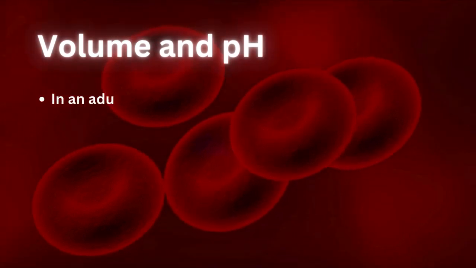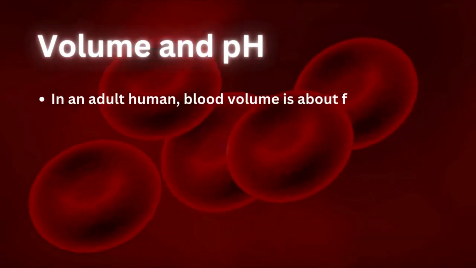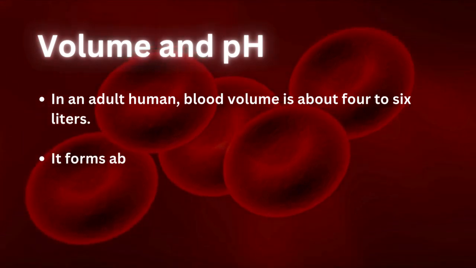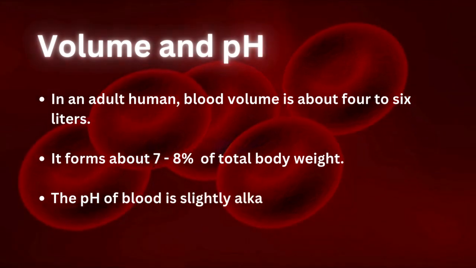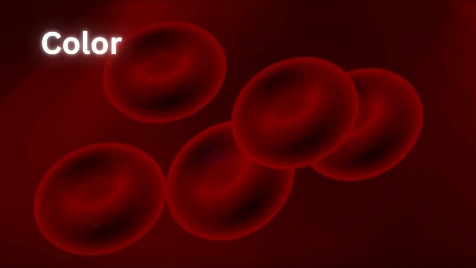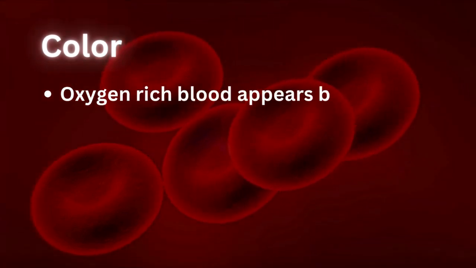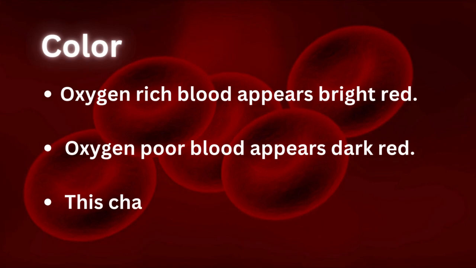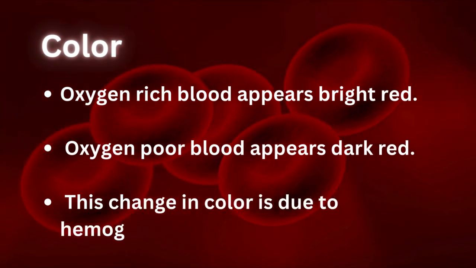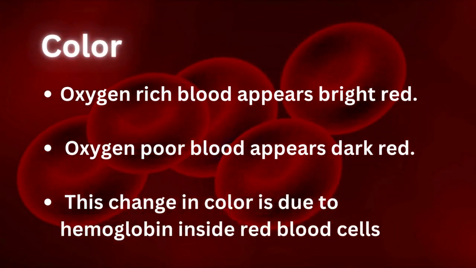In an adult human, blood volume is about 4 to 6 liters. It forms about 7 to 8% of total body weight. The pH of blood is slightly alkaline. Oxygen-rich blood appears bright red. Oxygen-poor blood appears dark red. This change in color is due to hemoglobin inside red blood cells.